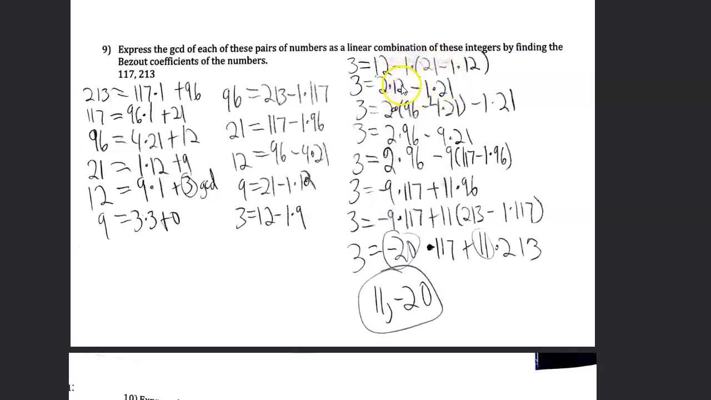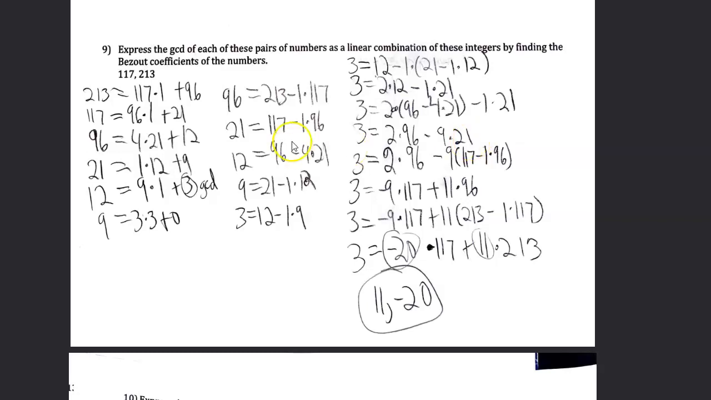And 12 is actually going to be equal to 96 minus 4 times 21. So I'm going to put that in place for 12 there and say 2 times 96 minus 4 times 21 minus 1 times 21 is also equal to 3. And from there, I'll have 2 factors of 96 and 2 times negative 4 plus negative 1 essentially, so negative 9 times 21.